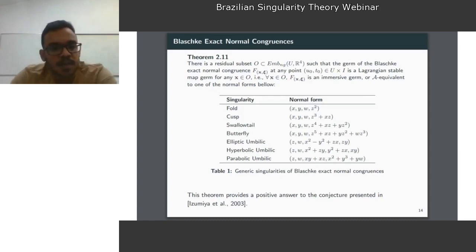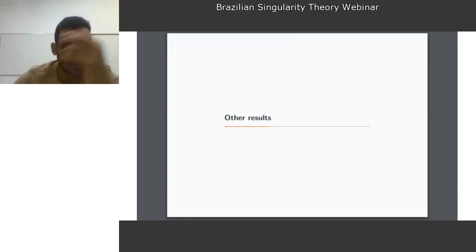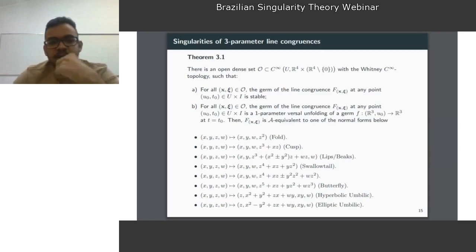I would also like to mention some other results we obtained in this paper, because we also classified singularities in the general case, singularities of two-parameter line congruences in R^4, that is, when we take pairs (x, c) without restrictions. So we showed that there is an open dense set in this space with the Whitney C-infinity topology, such that for all (x, c), the germ of line congruence f_xc at any point u0 to 0 is stable.